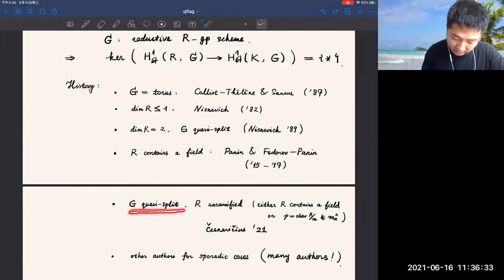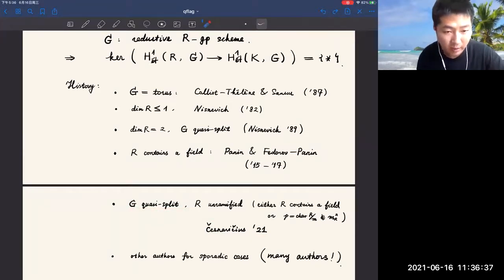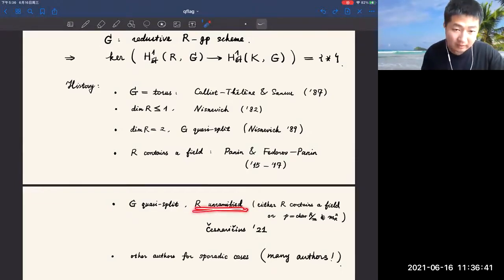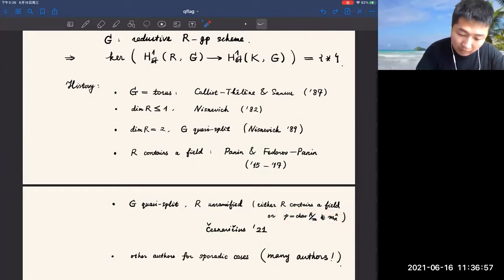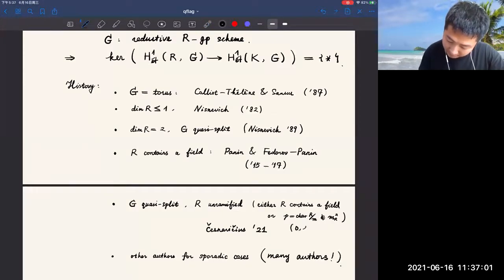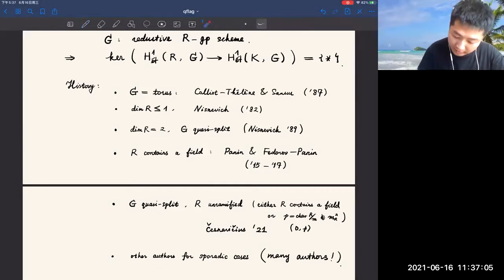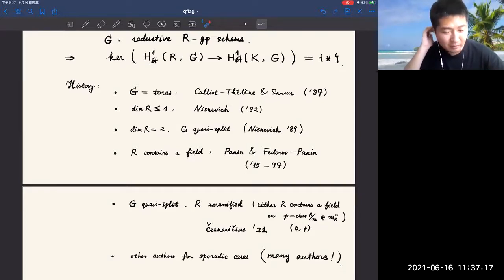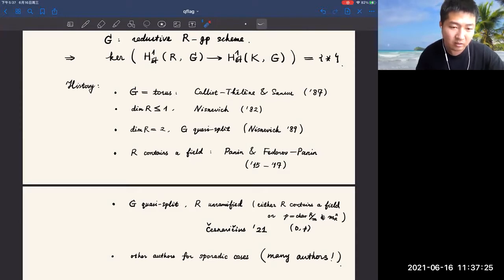And this year, Cesnavicius proved the case when G is quasi-split, which means it contains a Borel subgroup, and R is unramified. Here, unramified means that either R contains a field, so this is the equal characteristic case, or the mixed characteristic case, where the characteristic of R is zero and p is the characteristic of the residue field, but p is not in the square of the maximal ideal. So this is what unramified means. He used some Bertini-type theorems and cutting by hyperplanes to reduce the conjecture to the lower dimensional case, and he also gave an analysis of torsors over affine lines.